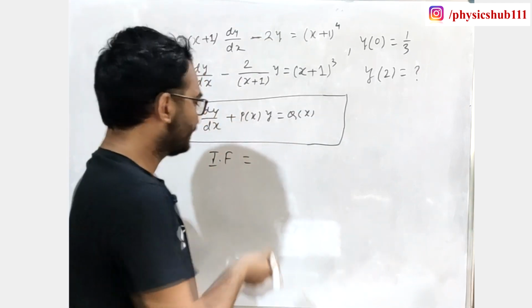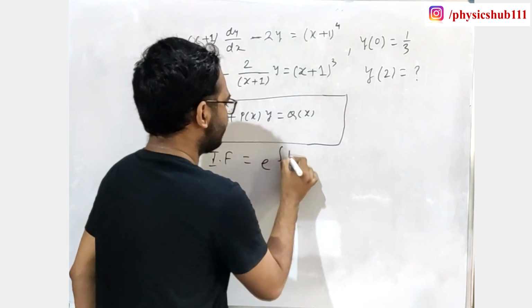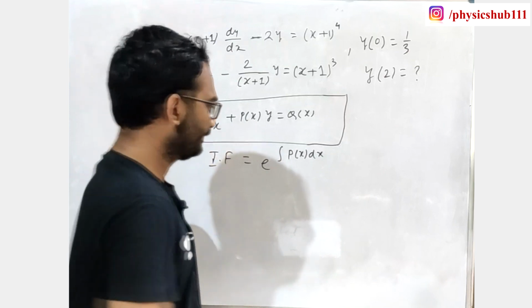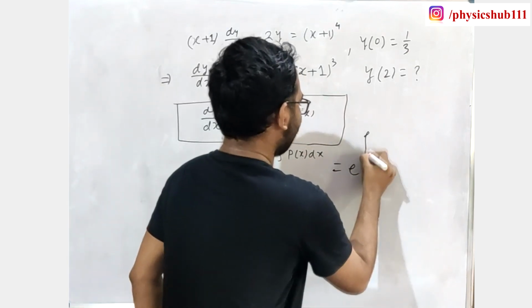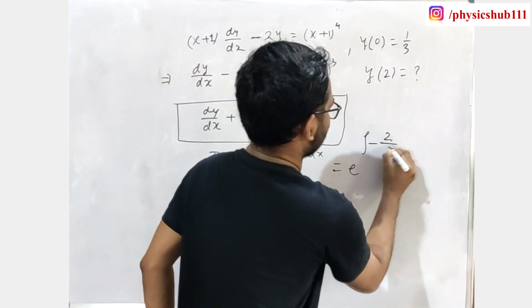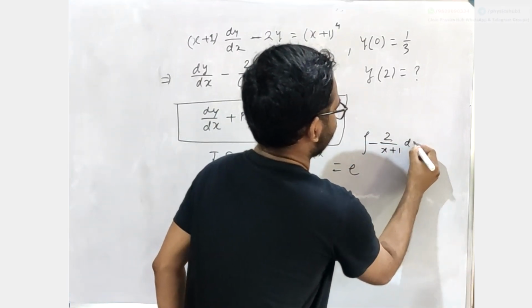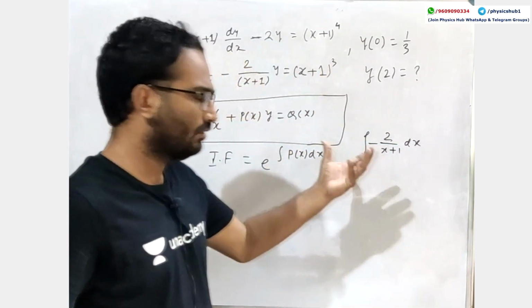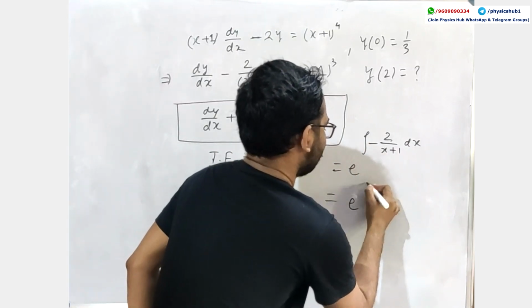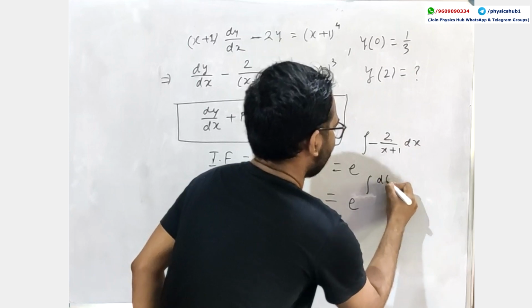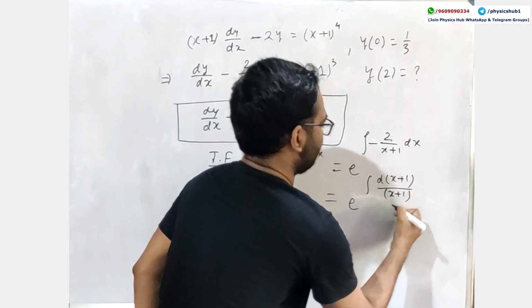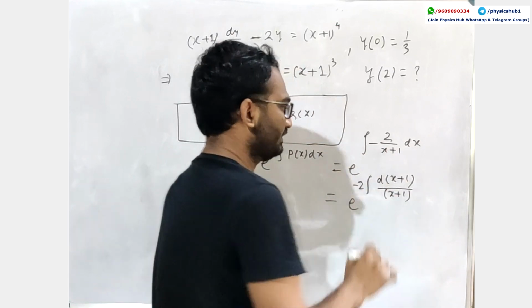What is that formula? e to the power integration p(x) dx. So e to the power integration p(x), which is minus 2 by x plus 1, dx. Good. Now what we can write is, d of (x plus 1) by (x plus 1), and minus 2 will remain as it was.